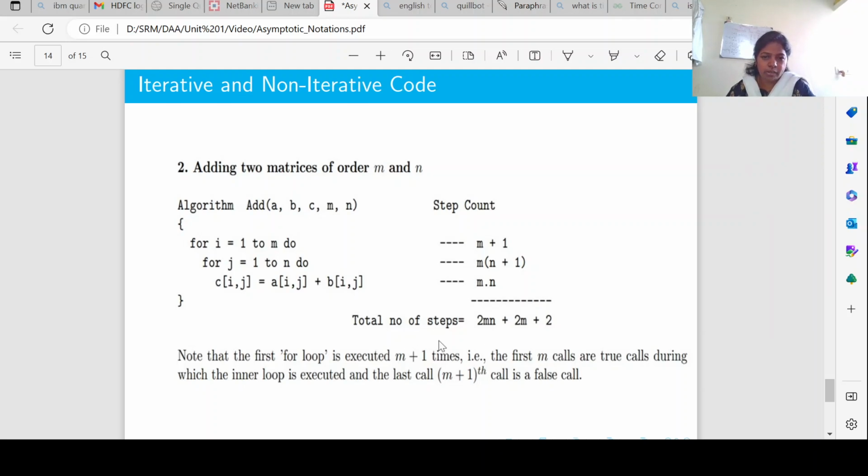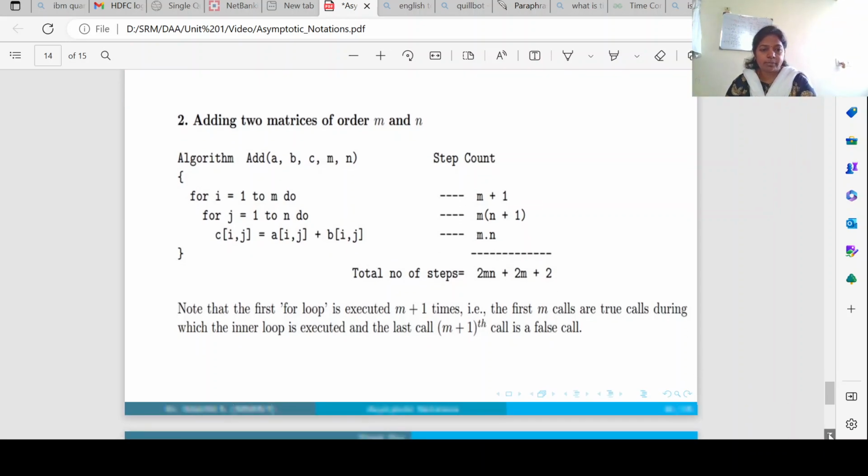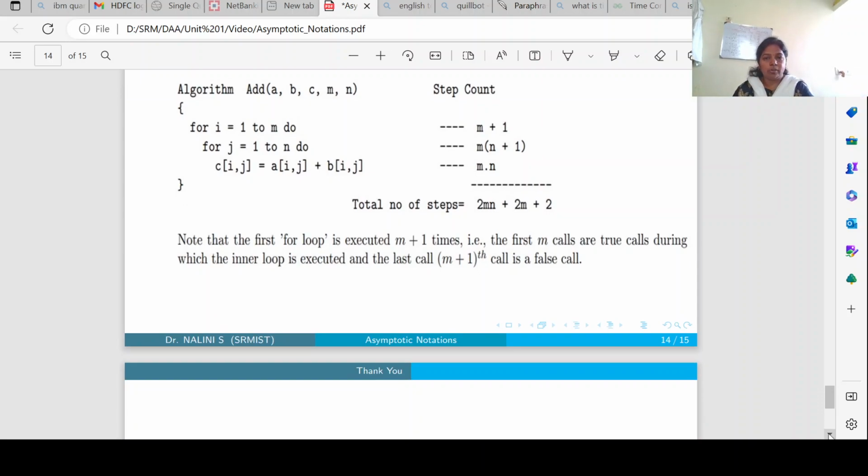Here I gave an explanation also of how we arrive at this m plus 1, right? You can also refer to it. So the total time required for this algorithm is 2mn plus 2m plus 2. Okay, so in this way we can calculate the time as well as the space complexity of an algorithm, right?